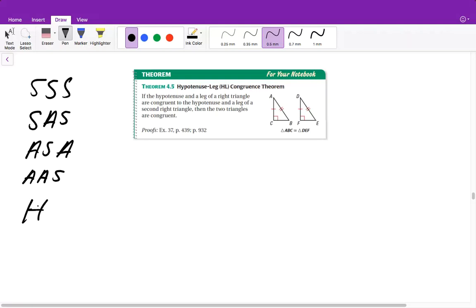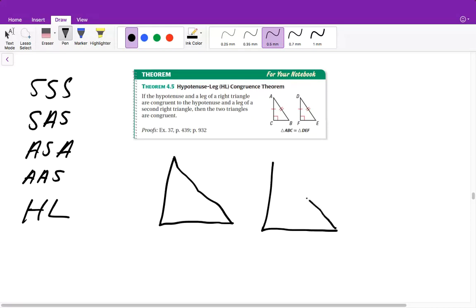All right, so this one is our hypotenuse leg, and it's exactly what it sounds like. First off, in order for us to have a hypotenuse, it needs to be a right triangle. If our triangles are not right triangles, then we cannot have a hypotenuse. So the first thing is we need to have a right triangle. Then our hypotenuses need to be congruent, and then our corresponding legs need to be congruent. All right, so as long as we have our hypotenuse and our leg, then they are congruent.